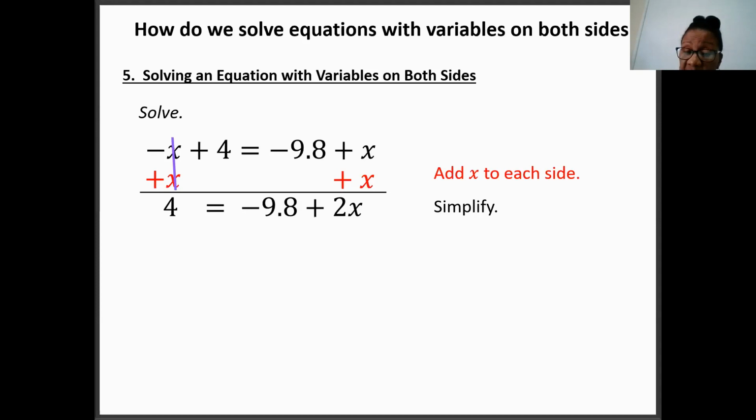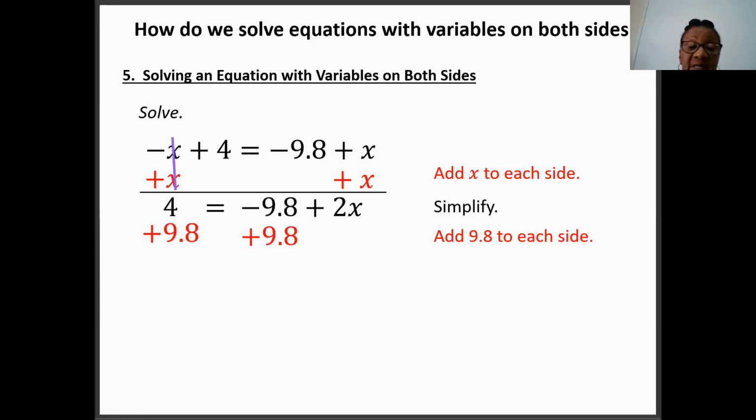Now we have what type of equation now? We have a two-step equation. What should we do? Step number 2 says we must combine the constant terms. And so we will add 9.8 to each side. When we add 9.8 to each side, notice on the left-hand side how we're lining up.